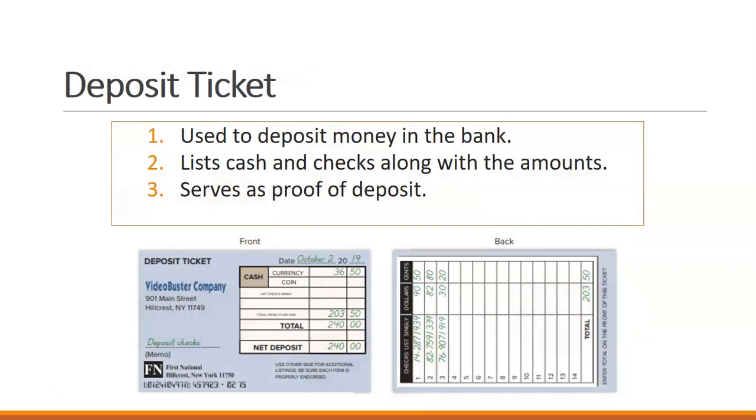A deposit ticket is used to deposit money in the bank. It lists everything that we're putting into the bank along with the total amount. This serves as a proof of deposit. If we have checks, we would list the checks separately and have the name of who was on the check. This kind of proof of deposit is required for businesses as an internal control.